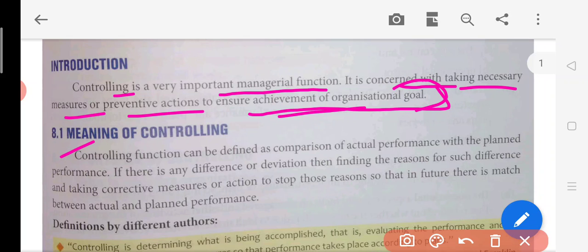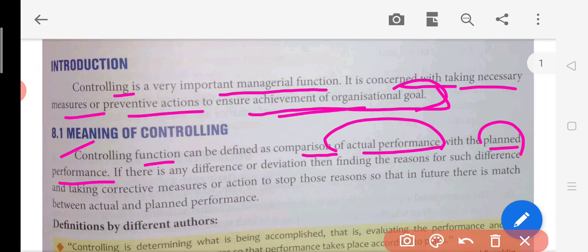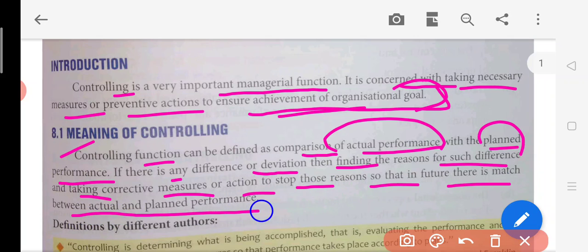So here is the meaning of controlling. The controlling function can be defined as a comparison of the actual performance with the planned performance. Whatever is planned will be checked against the actual performance which has been done. If there is any deviation, then find the reasons for such difference and take corrective actions or steps to stop these reasons, so that in the future there is a match between actual and planned performance.